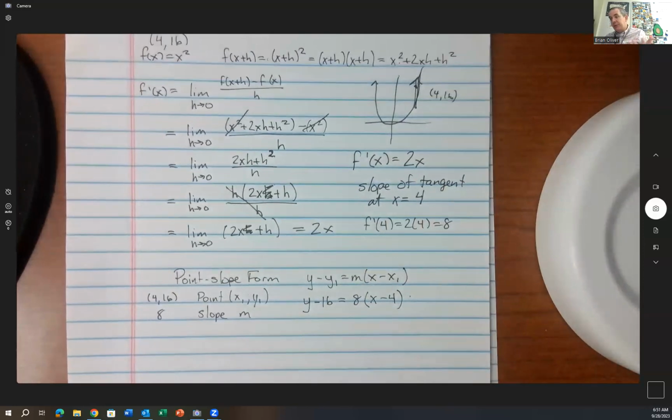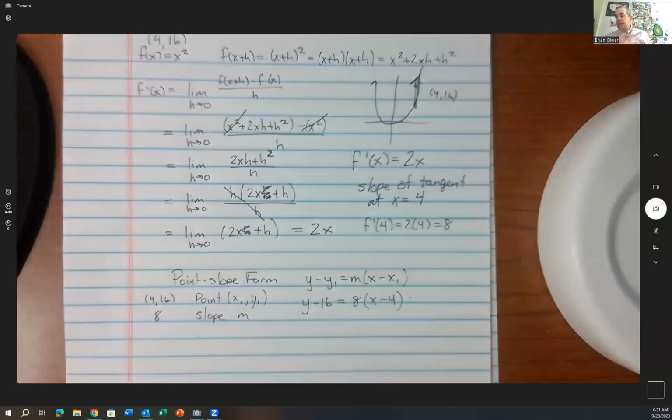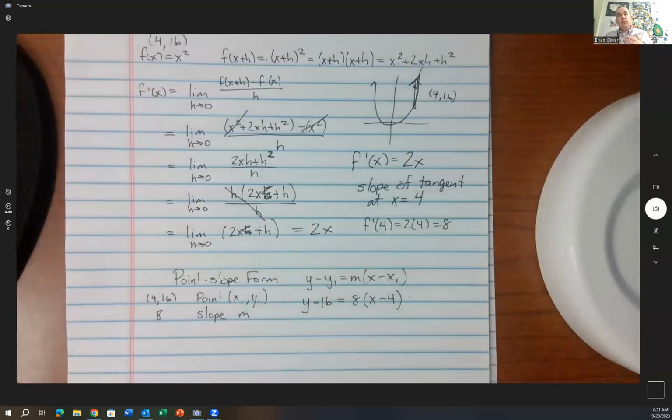Okay, that's how we do it. So this can get complicated the bigger your f of x is, but once we go through it a couple times, we're going to teach you some of the rules of derivatives, and we're not going to need to do this anymore, but you need to at least know where it comes from.